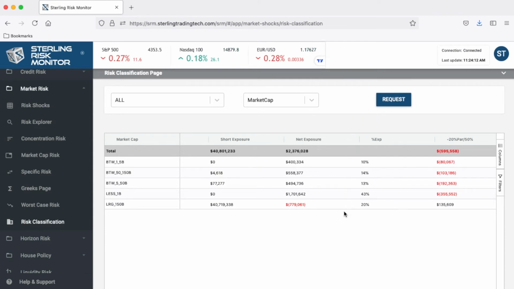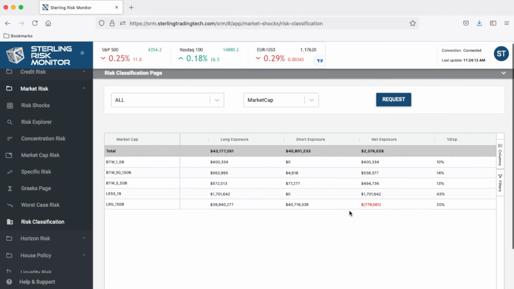This entire portfolio has 43% exposure to less than 1 billion market cap companies and 10% exposure to companies between 1 and 5 billion market cap. This gives you a quick representation of how your risk breaks down by market cap.